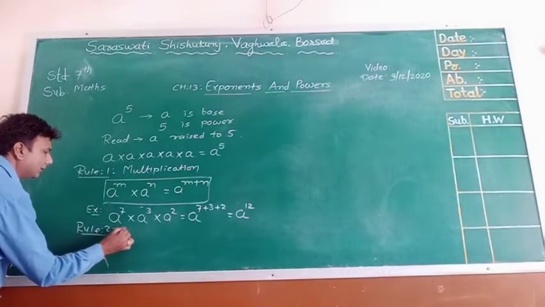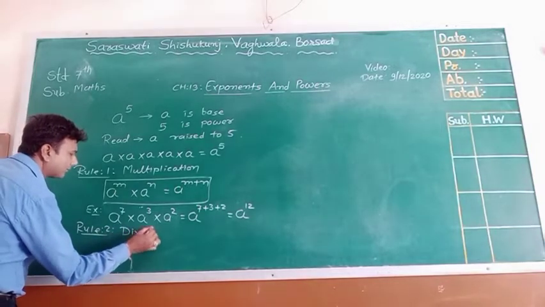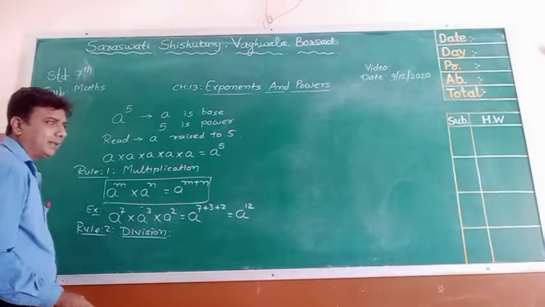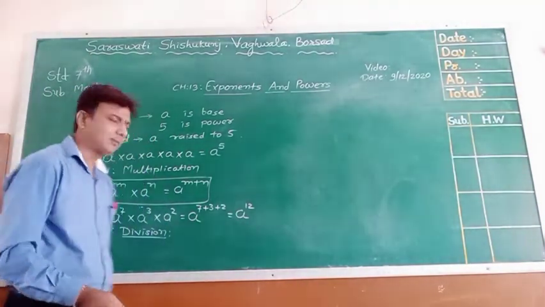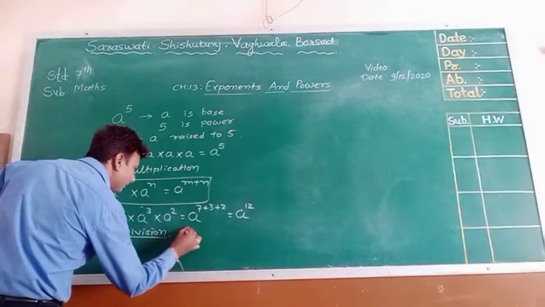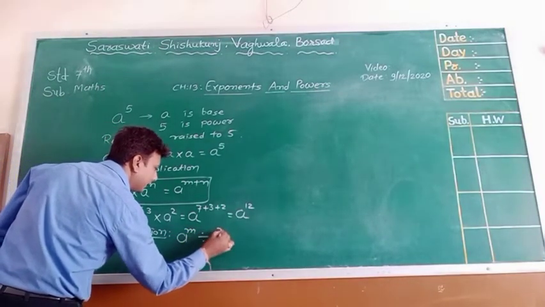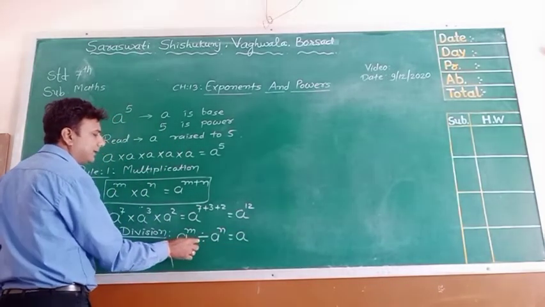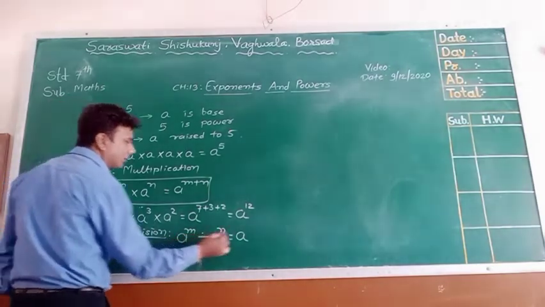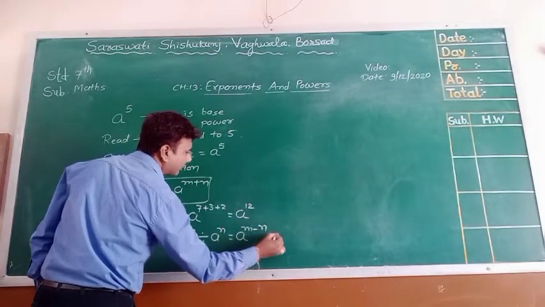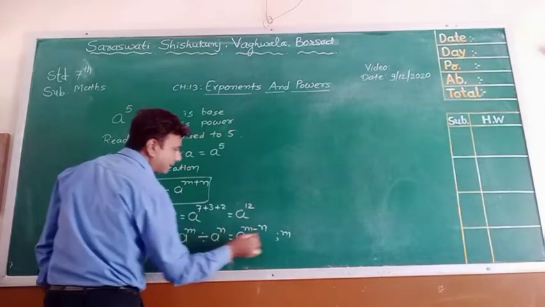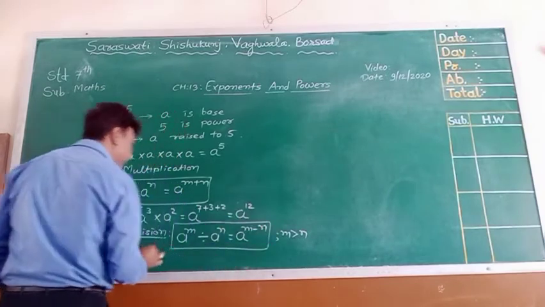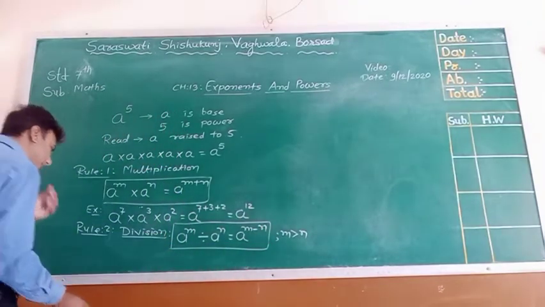Now rule number 2. This is the division rule. Same base division, subtraction of their power. See, a raised to m divided by a raised to n: both have the same base, and both have a division relation. So we have to do subtraction of their powers. Here m power is greater than n. So this is our second rule: same base division, subtraction of their power.